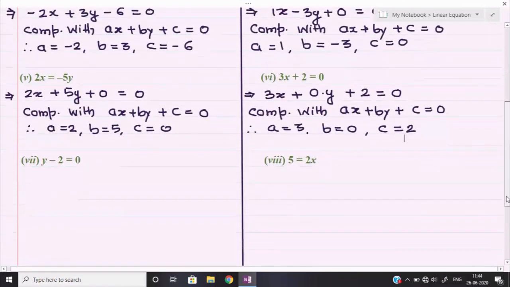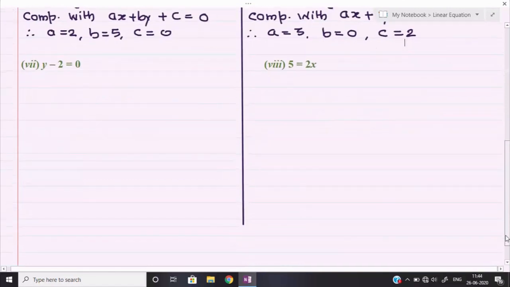Yes, two more parts are remaining. So quickly we shall finish both the parts. Now, first of all, you see y minus 2 is equal to 0. In this equation, what we have not been given? The term of x. So we will write it in the same manner as we wrote the 0 into y in the previous question. I will write 0 into x plus y minus 2 is equal to 0.